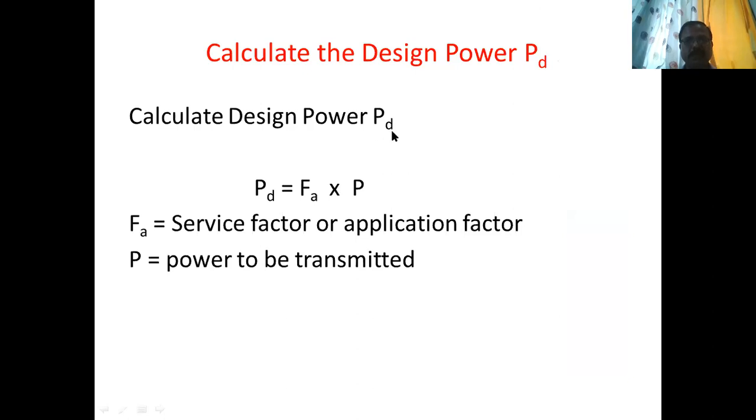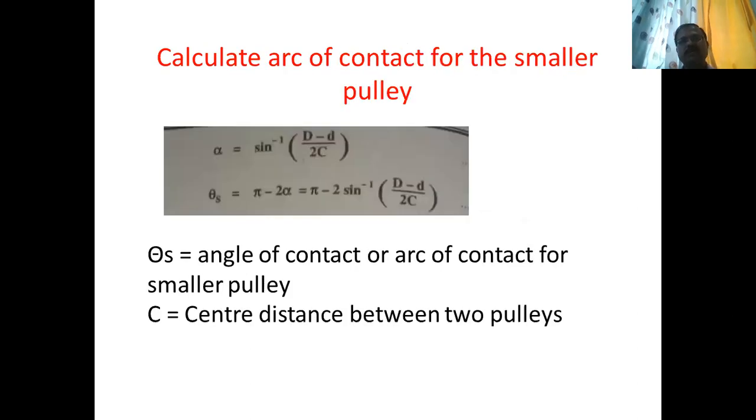The design power PD can be calculated as the product of the service factor FA and the power to be transmitted, which we know from the earlier stages. FA into power will give us the value of the design power. Once the design power is known, we can move ahead to the next step.